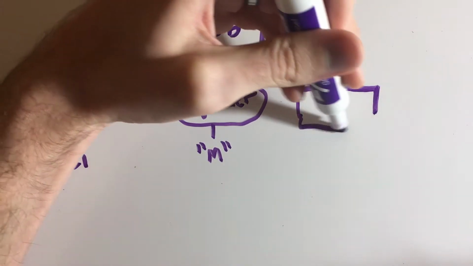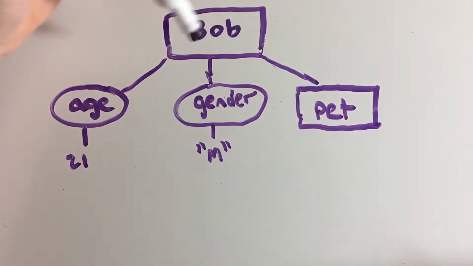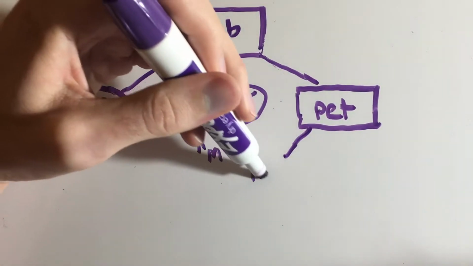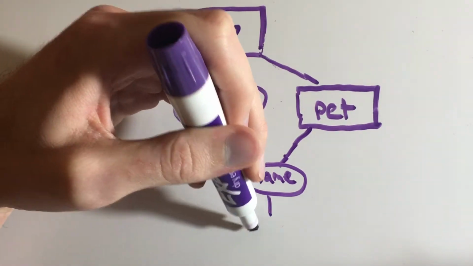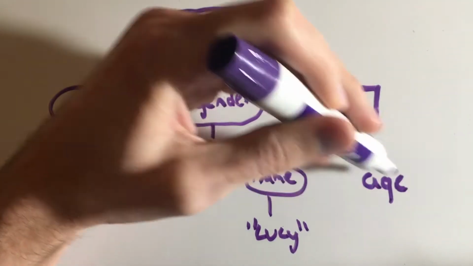Another thing worth mentioning is that you can assign objects to objects. So if we were to add another property called pet, which is an object, we can then assign a name to the pet, which we can set as Lucy. And then we can also assign a property called age, which we can set to 5 on the pet.